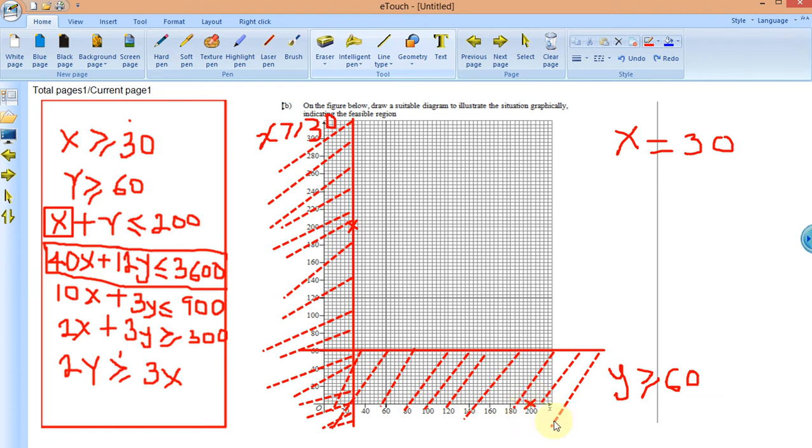Now for the inequality, join the two points: just join this 200 point with this 200 point here. Let me extend it beyond.